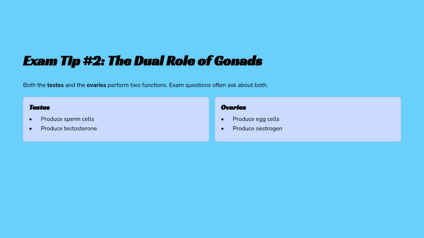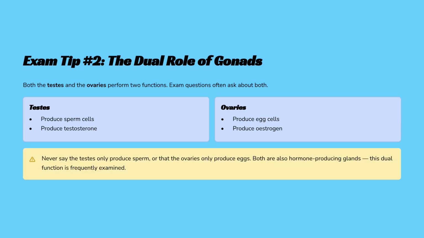Both the testes and ovaries have a dual role. Exam questions often test this. The testes produce sperm cells and the hormone testosterone, while the ovaries produce egg cells and the hormone estrogen. Never say they only produce gametes.